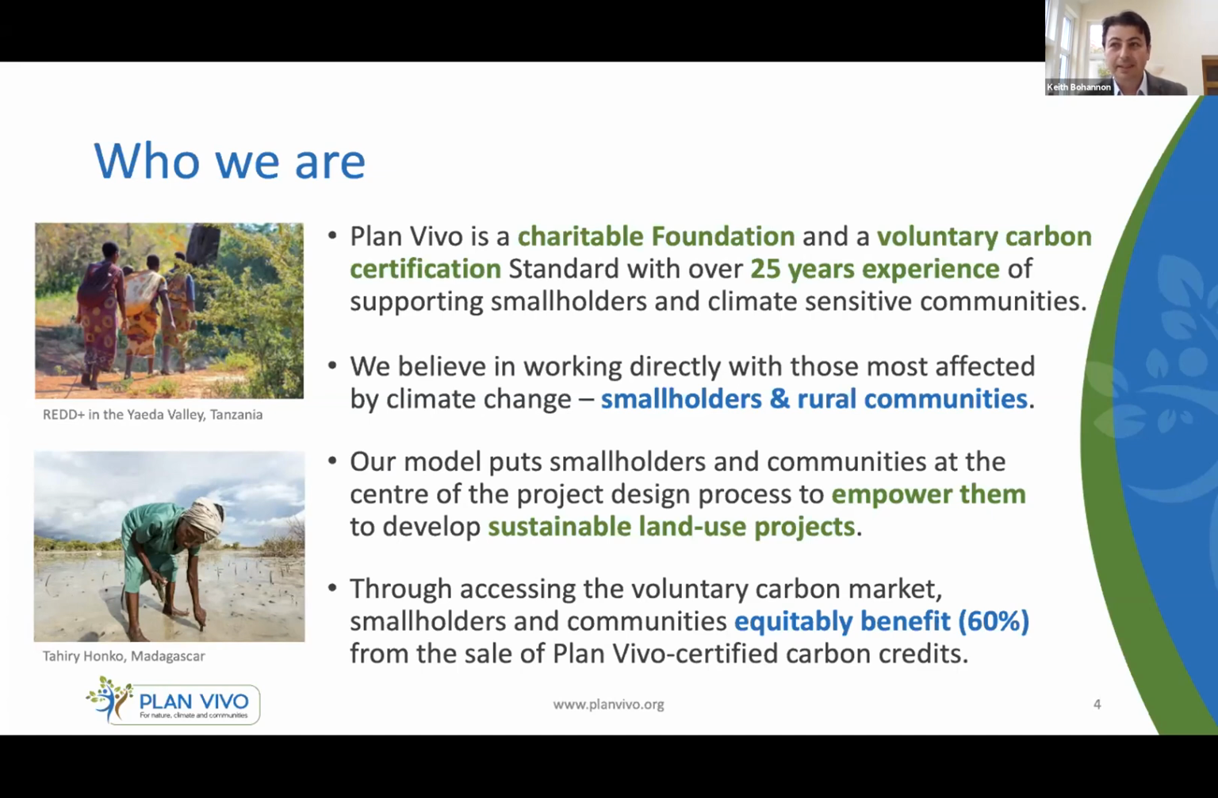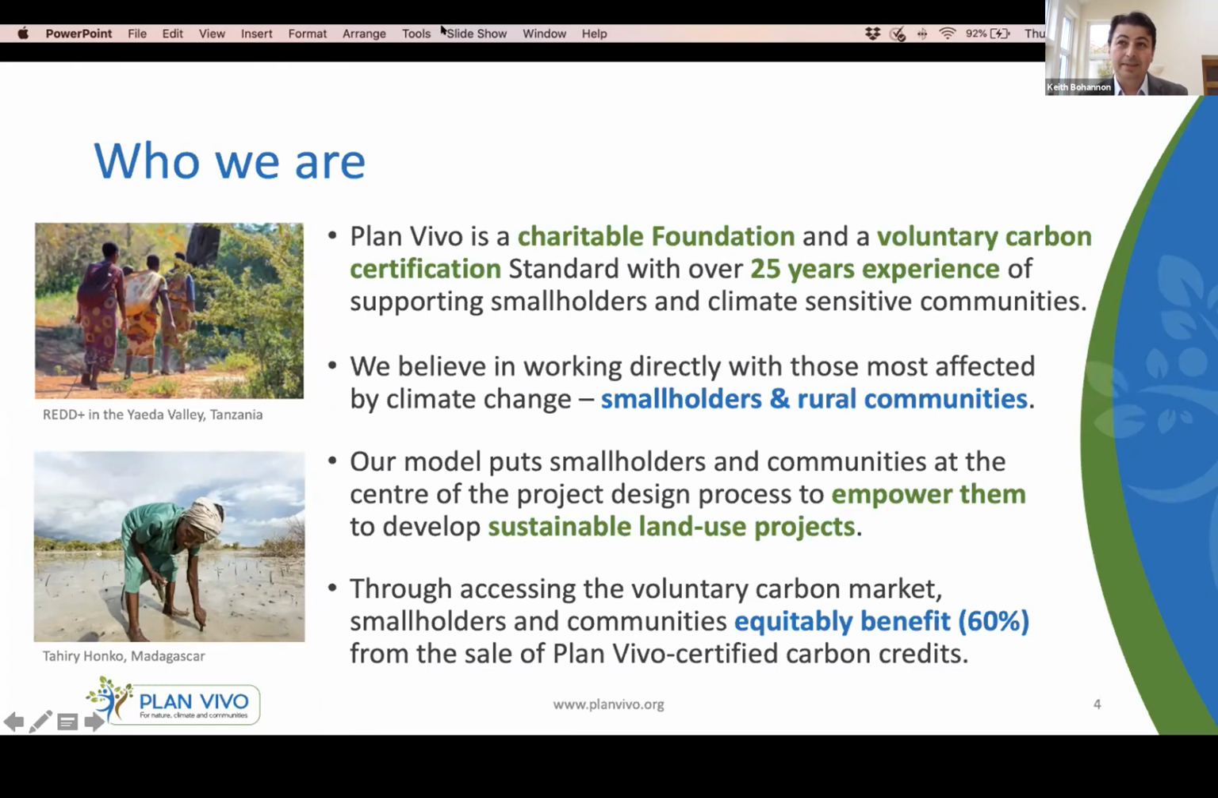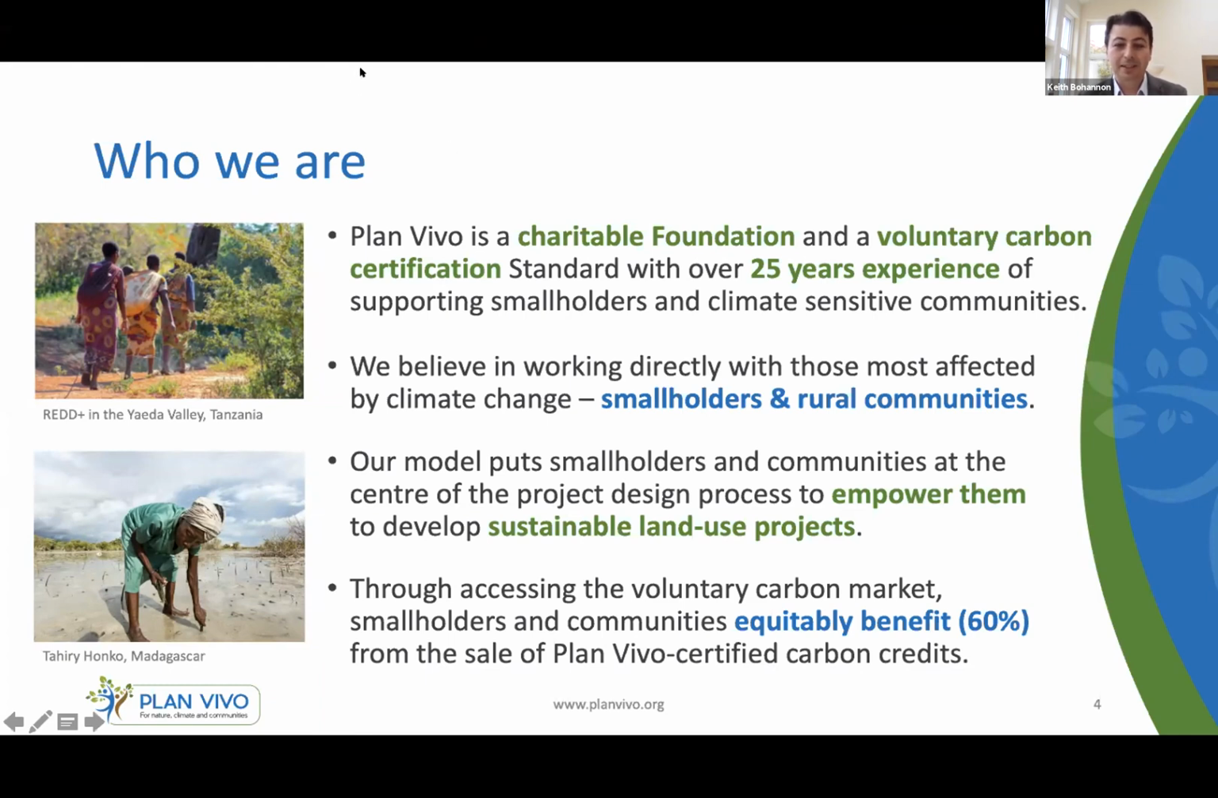Our model really puts smallholders and communities at the center of the project design process, because we really believe that to have the best impact on climate change, we need to work directly with those people most affected. A key component of our model is that through accessing the voluntary carbon market, the finance that comes from that should be shared equitably with the smallholders and the communities. So as part of the model, we insist that at least 60% of that finance goes back to the communities on the ground.